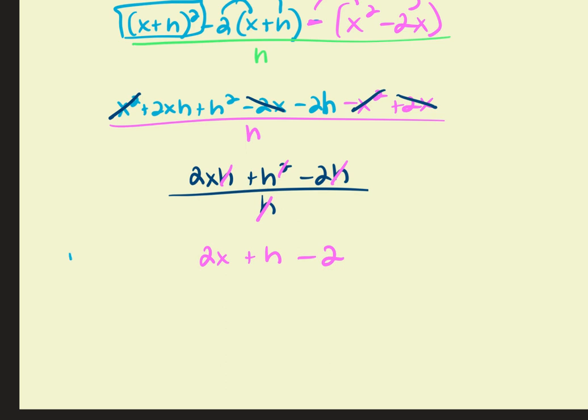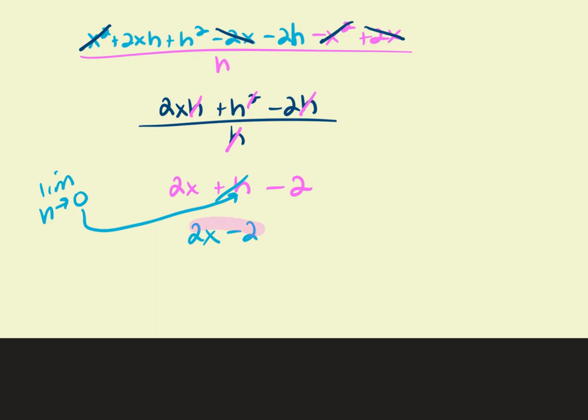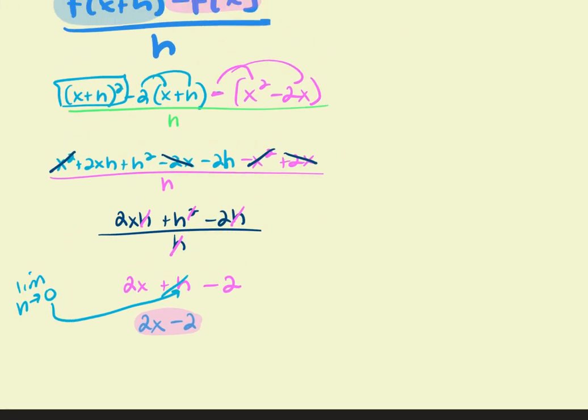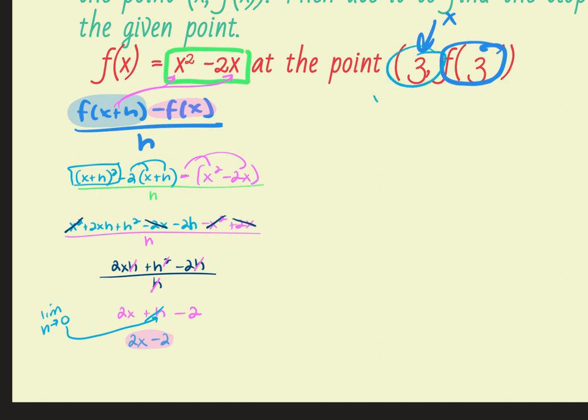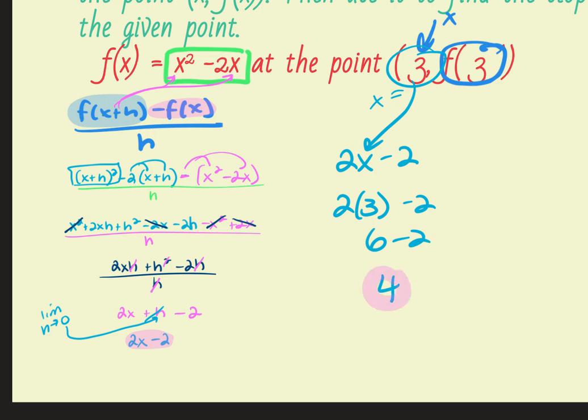And then I want to find the limit as h approaches 0. So I plug 0 in for the h. 2x, plus 0, minus 2, is the equation I'm going to use to find the slope. I want to find the slope at this given point, which this time my x is 3. So I'm going to take my 2x minus 2, and I'm going to plug 3 in. 2 times 3 minus 2, 6 minus 2, which is 4.